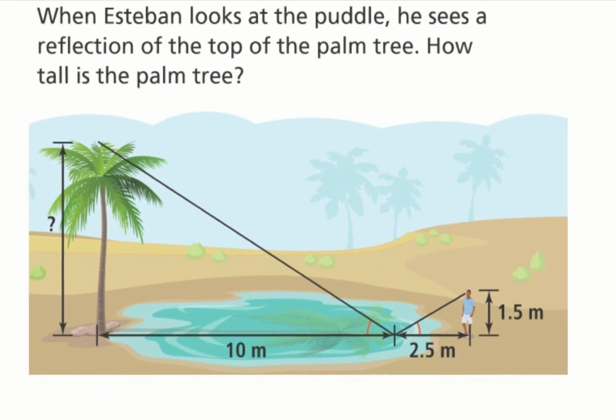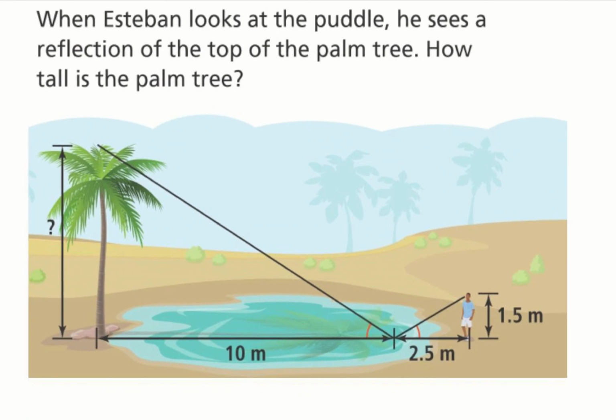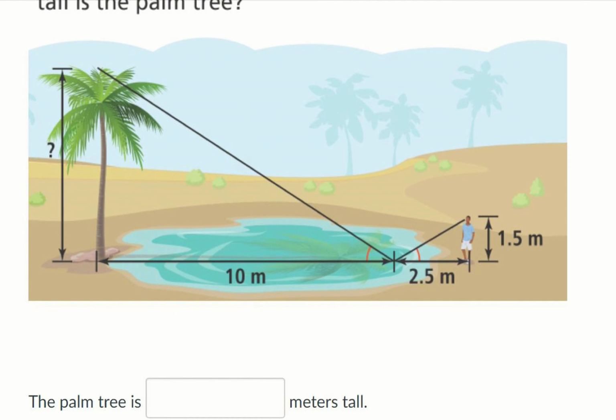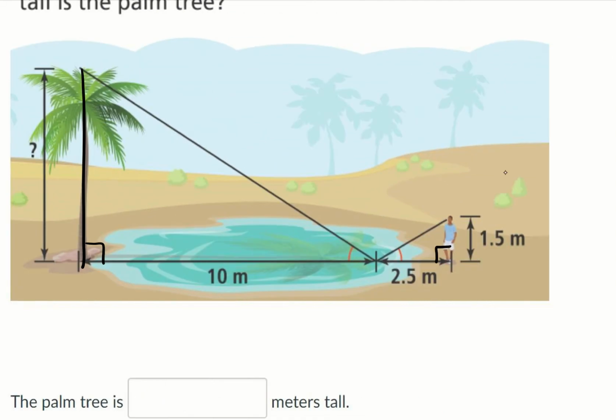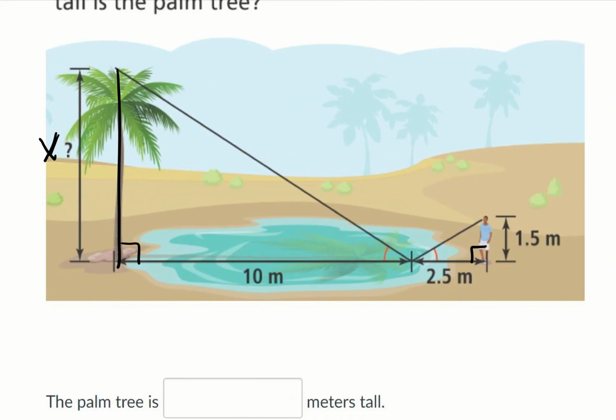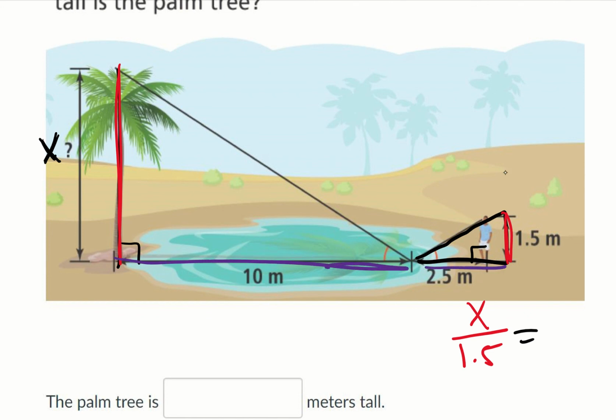For the next one, when Esteban looks at the puddle, he sees a reflection at the top of the palm tree. How tall is the palm tree? So we have two triangles. You can tell that this is a triangle. It's a right triangle, and then so is this. This is another triangle. So if we call this height X, well, we can clearly see that this X, this side corresponds to this side on this triangle. So let's draw this triangle here. It corresponds to this side on the triangle. So X corresponds to 1.5 as, in this case, 10 corresponds to 2.5.